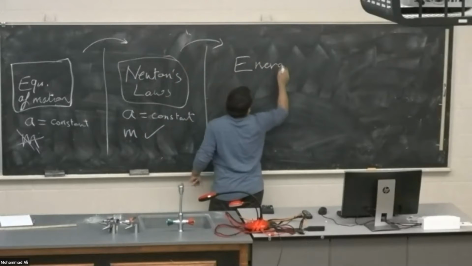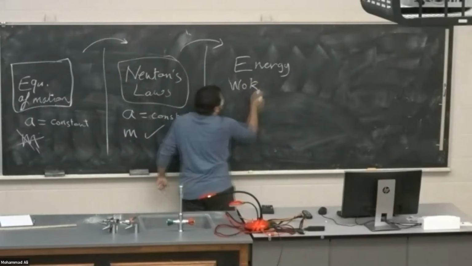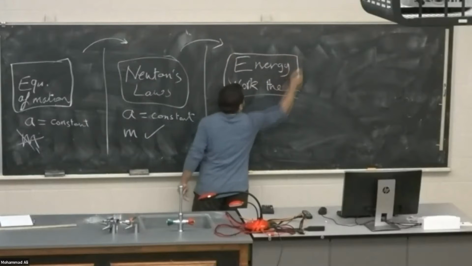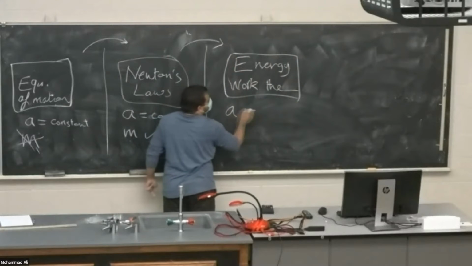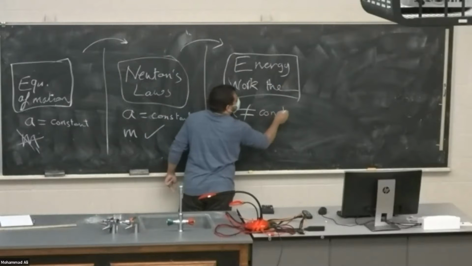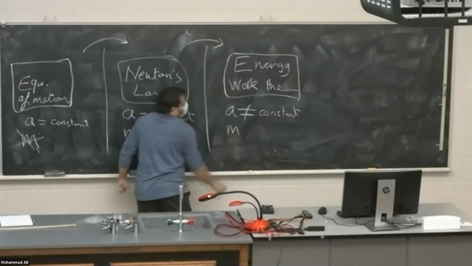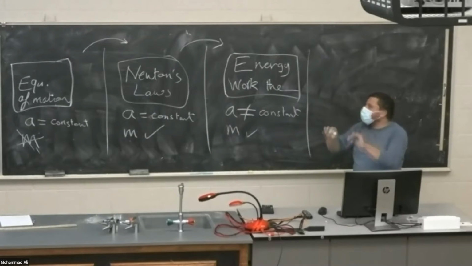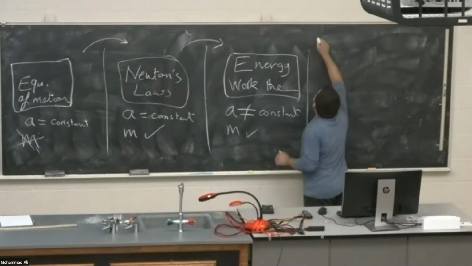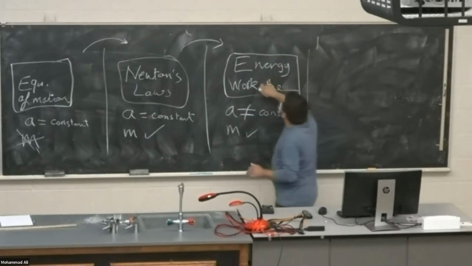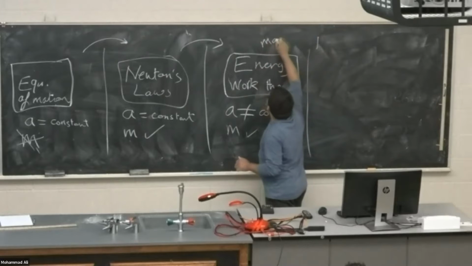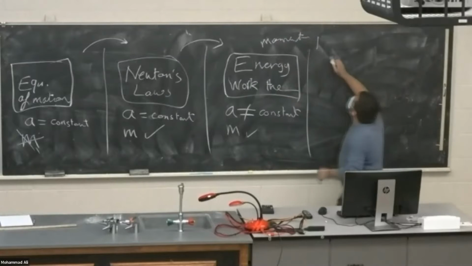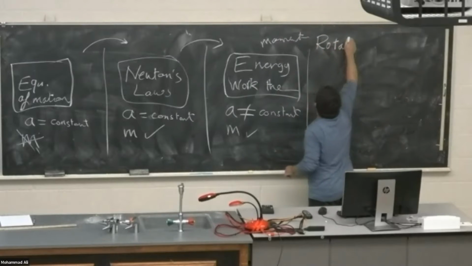energy, work, we have on here. A not equal to constant, and we use the mass. That's it. Then we will start, and we can use here also the momentum, the interaction between objects.